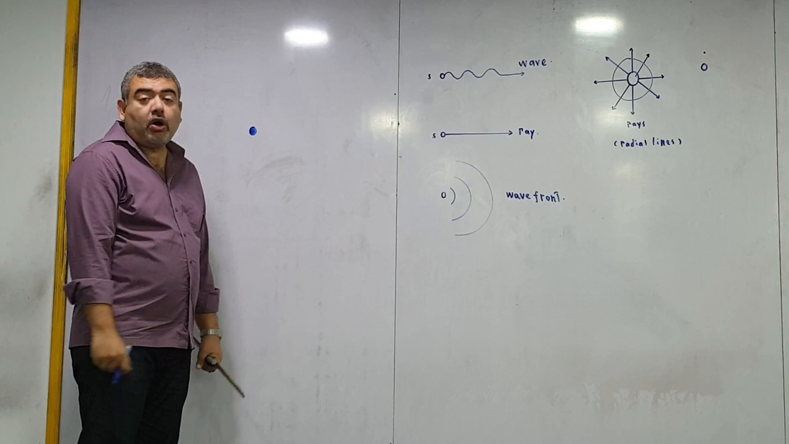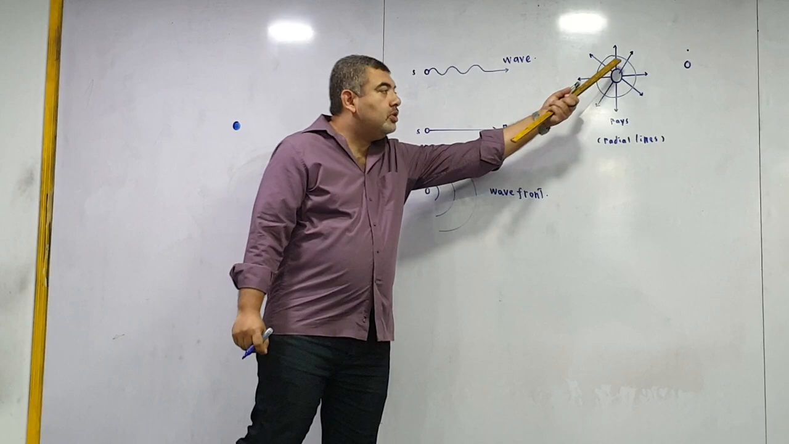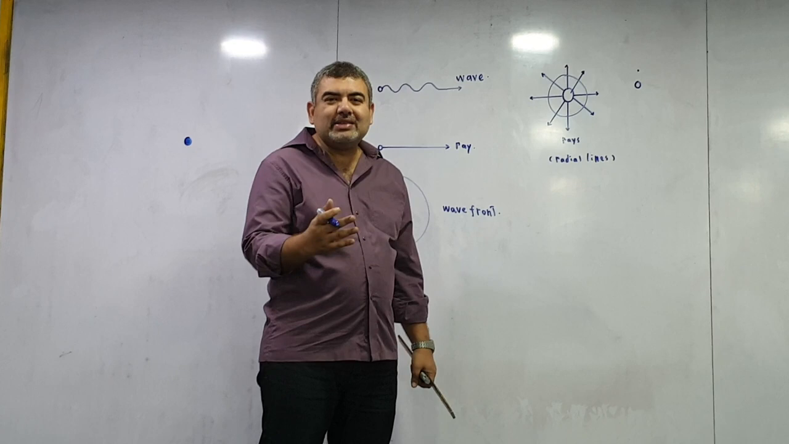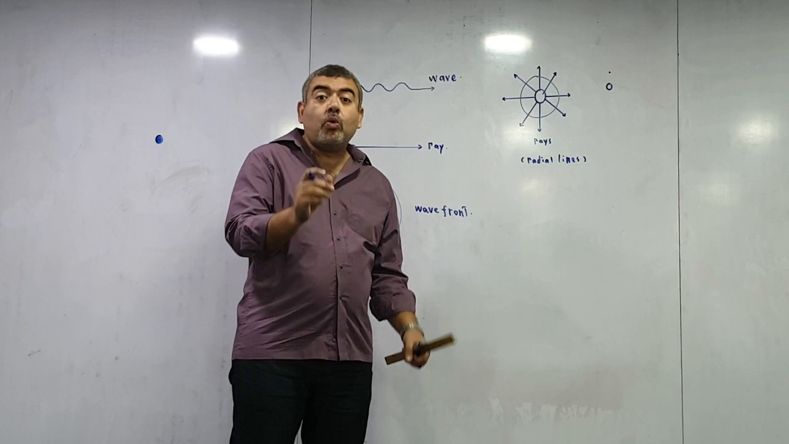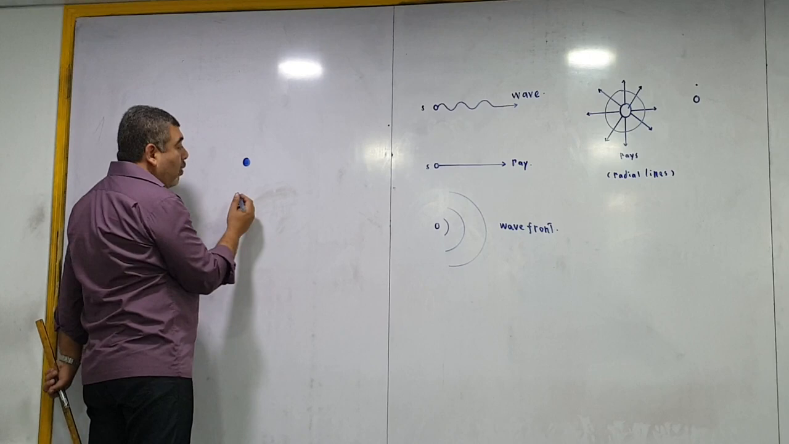If it's a point source, waves are emitted in all directions, because these are rays. What are rays actually showing? Rays show the direction in which energy is carried. But where did this energy come from? One wave was formed. This is the point source. Waves are emitted in all directions.